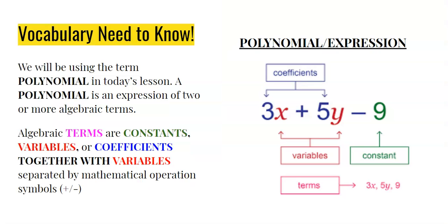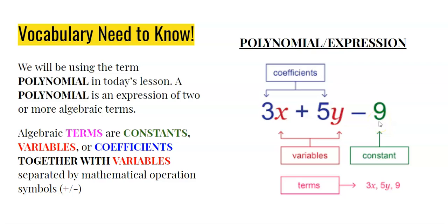Now getting into it, we're going to do some vocabulary. A polynomial is another word for an expression. It is divided by algebraic terms. In fact, it has to have 2 or more algebraic terms. Algebraic terms are basically different items within the expression separated by a plus or minus symbol. So if we look here, I have 3 algebraic terms.